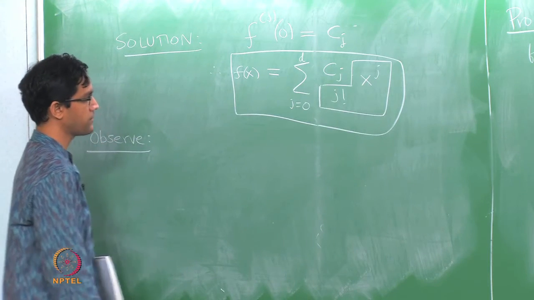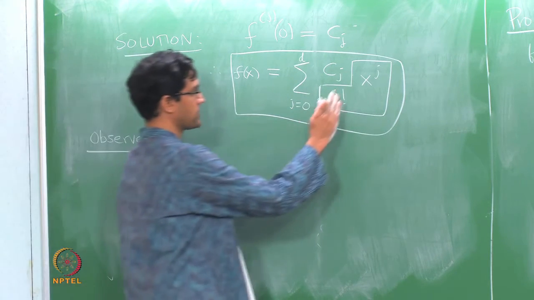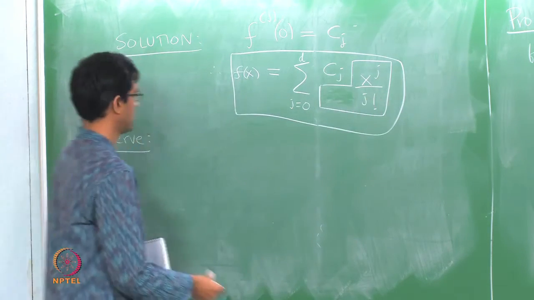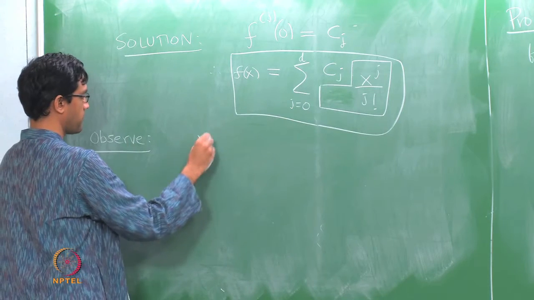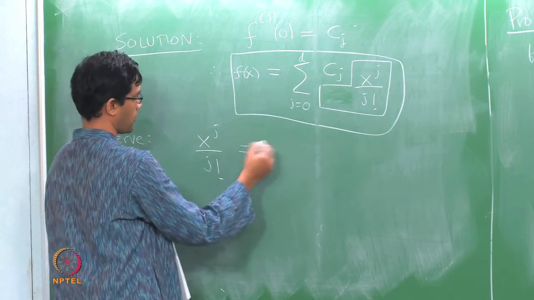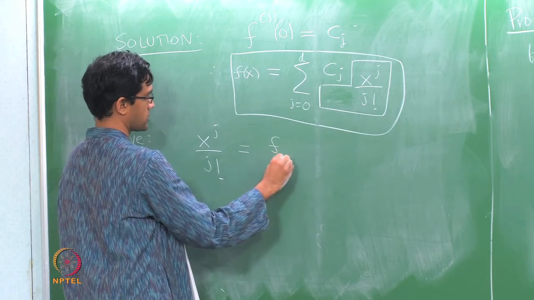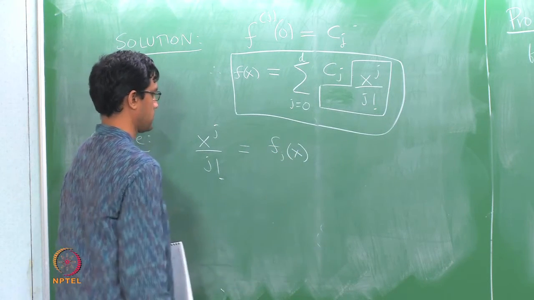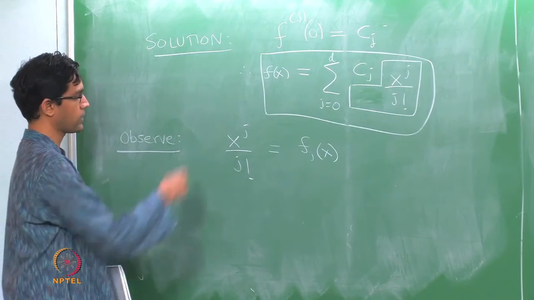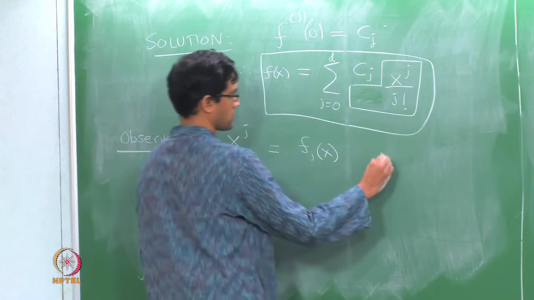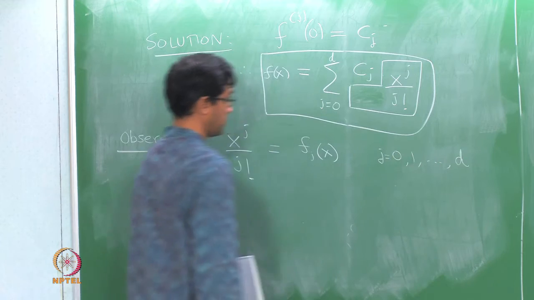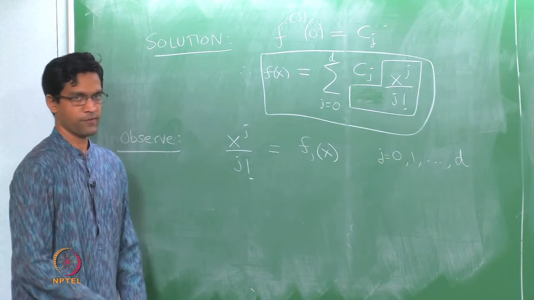Think of it as Cj multiplied by x power j divided by j factorial. So let me just think of it like this. You look at this guy, x power j by j factorial. Let us call it a polynomial, fj of x. For each value of j between 0 and d, I have a polynomial called fj of x. It's a very simple polynomial in this case. It's just x power j divided by j factorial.